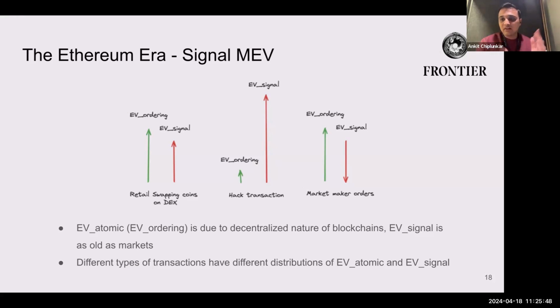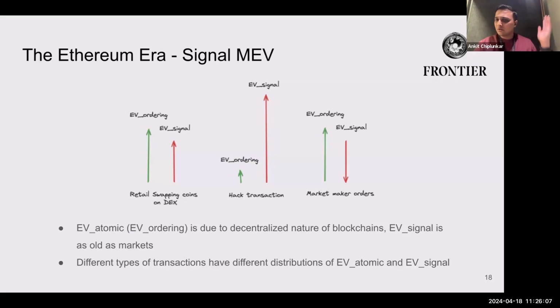And so these are different distributions of how these two types of EV are split, depending on the type of transaction. EV atomic is, in my opinion, due to the decentralized nature of blockchains. And EV signal is as old as markets.